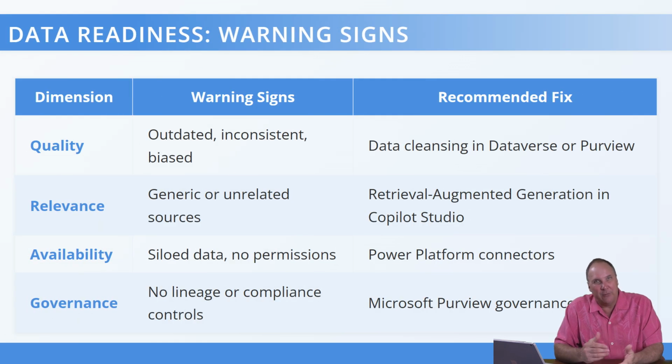When you're getting ready for a solution, walk through this checklist. Check for outdated data. That's your first warning sign. Check for silos. Is the data spread across different systems with no integration? Check for permissions. Can the agent actually access it? Check for governance. Is there a data owner? Are there policies around that data?